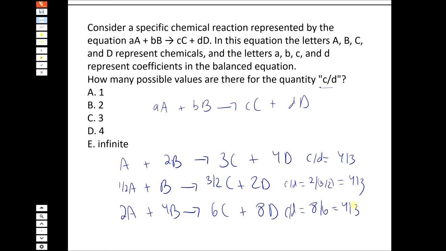So when you're talking about a ratio of two coefficients, those will stay the same no matter how you balance the equation. As long as the equation is balanced, you would do the same thing to all the coefficients, multiply or divide by the same factor to keep it balanced, and in doing so, the ratios of any two coefficients will have to remain the same. So there's only one possible value for that ratio, C over D, or any ratio of two coefficients, A over B, A over C, A over D, and so on.